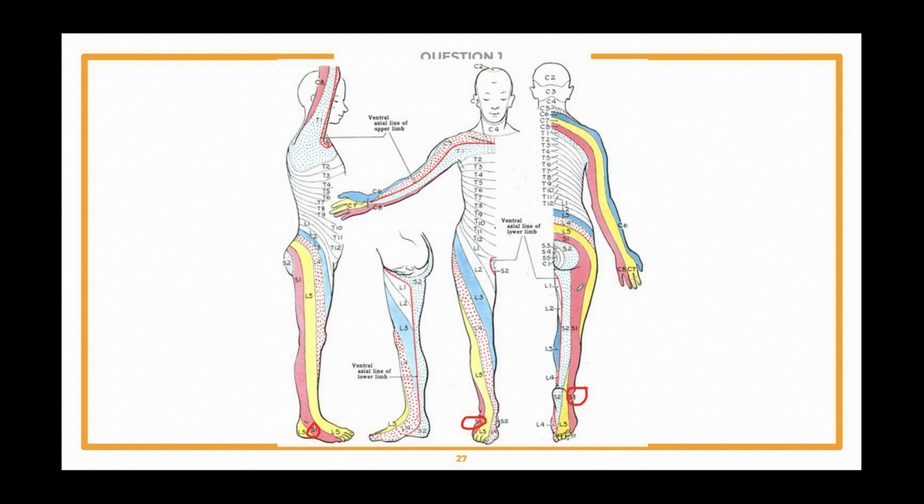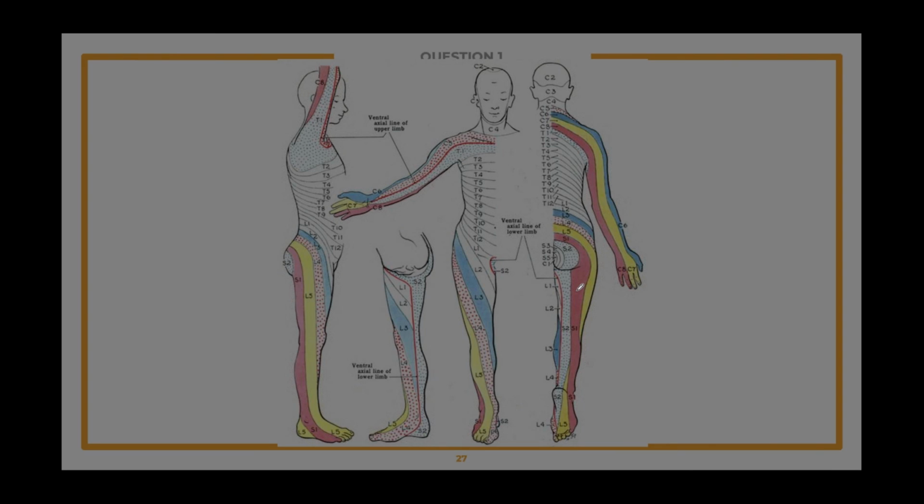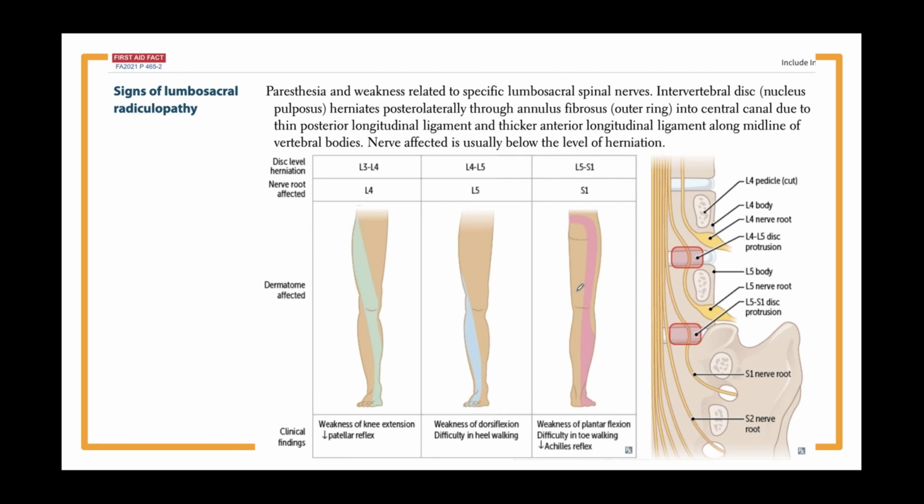When we take a look at the next slide, okay, we can also see, looking at that table with the 3 columns, on the far right, what happens if you have an S1 nerve root affected with a herniation. You can see that there is a decreased Achilles reflex, just like our patient had. Okay, so that also makes sense, 2 for 2. On top of that, what are some other clinical findings? Well, difficulty in toe walking and weakness of plantar flexion, which was the correct answer here.